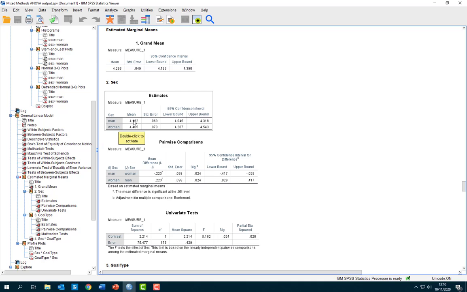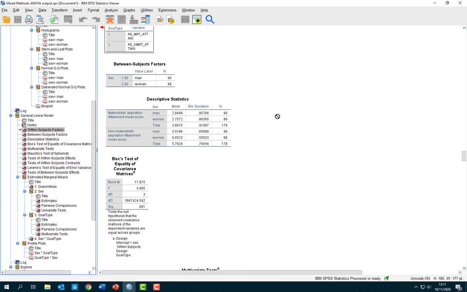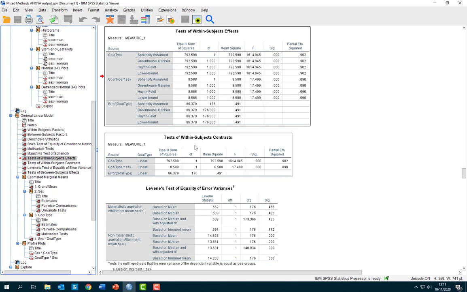So what we've got to do now is to actually look at whether these patterns appear to be statistically significant or not. Okay, the first box we're going to look at is the tests of within subjects effects, so I'll just come to this box here.